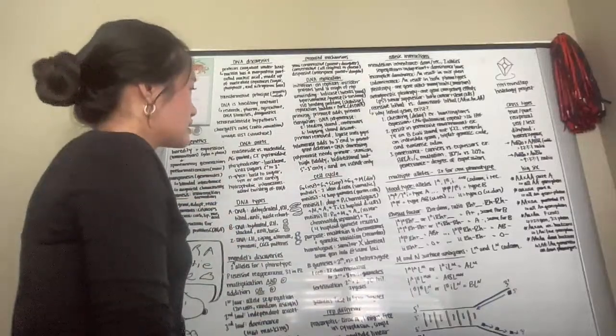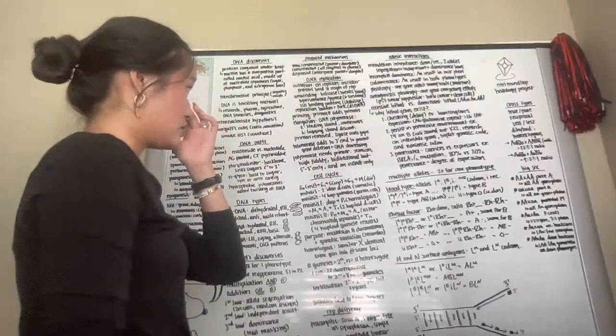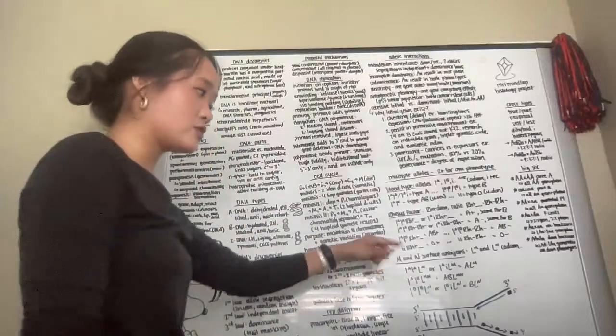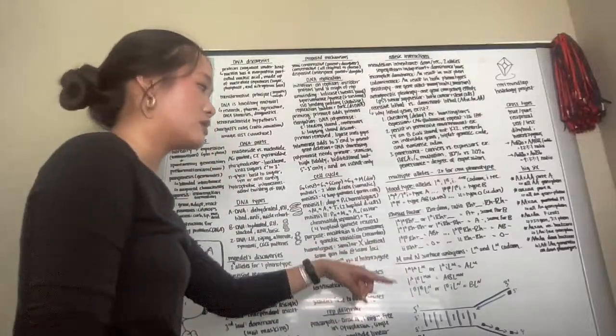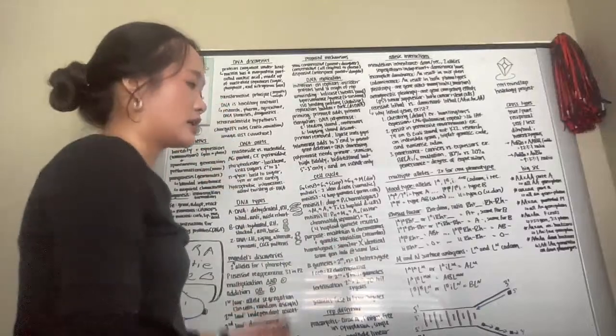So there are a couple of notes to note about DNA replication. Polymerase needs a primer to add nucleotides onto the synthesized strand, because if it doesn't have that, it really can't do anything.